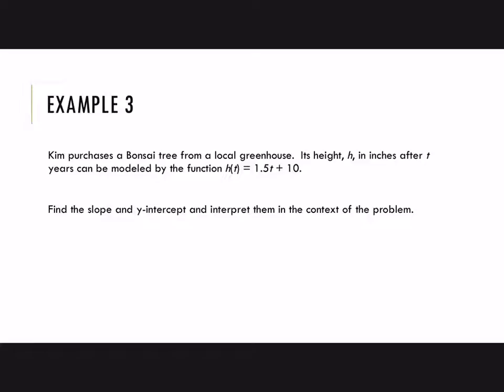Okay, so find the slope and y-intercept. Well, let's do that first. We're actually given this in slope-intercept form. This is like y equals mx plus b with just different variables. So right away, you should be able to pick out this number in front of the t. That's the m, that's the slope. So the slope is 1.5. If you like it as a fraction, you could think of this as 3/2. And then the y-intercept is this number at the end, the plus b. So the y-intercept is 10.